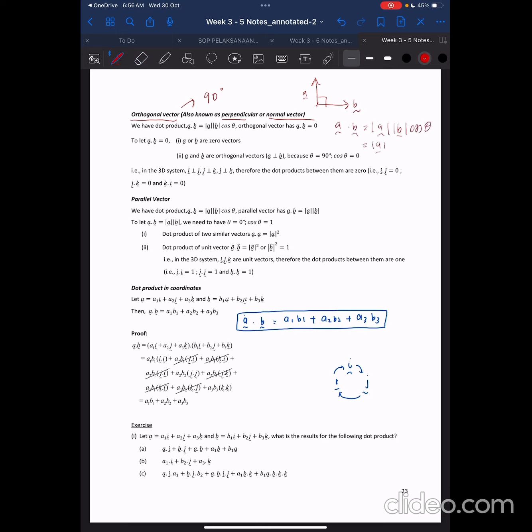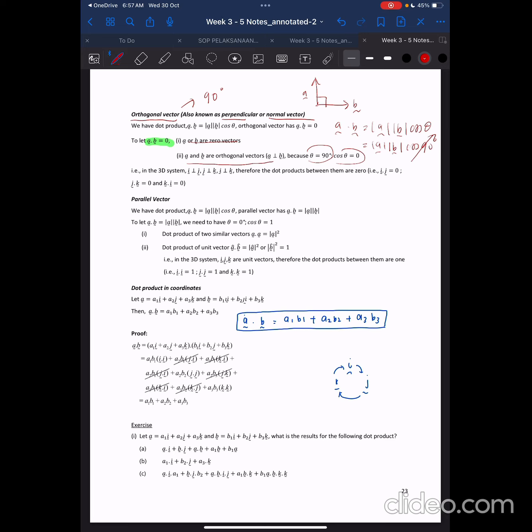However, here cos 90 degrees is, if you click calculator, it is equivalent to 0. So theta is 90, and cos theta will be 0. Okay, so the dot product will be 0. So if there are two vectors that are perpendicular to each other, the dot product will be 0. A dot B can be 0 if either one of that vector, A or B, is 0 vector, and or they are orthogonal vector, meaning that A and B are 90 degrees with each other.